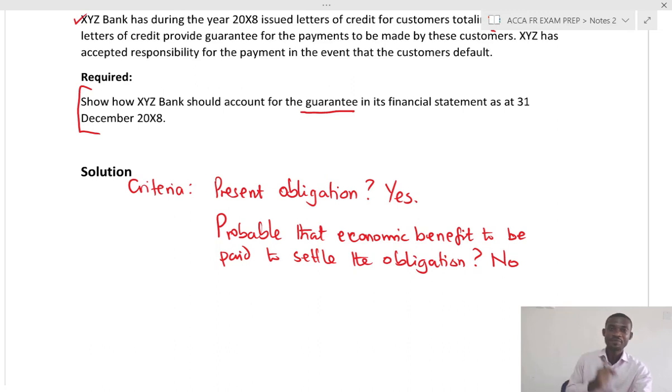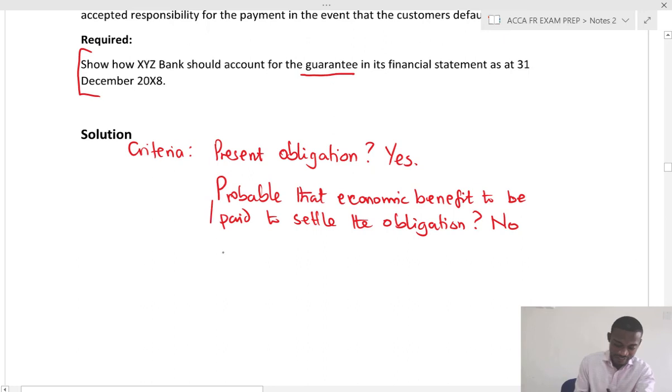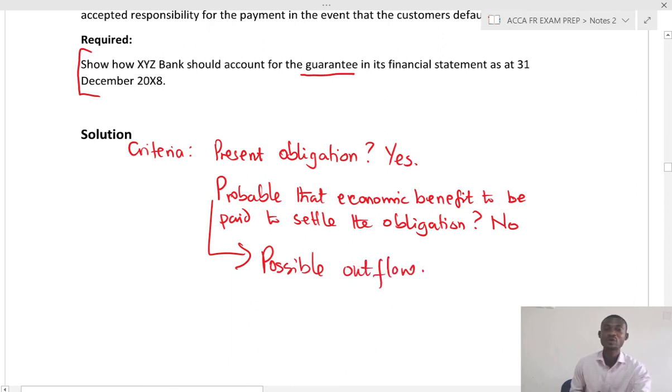So there is a present obligation, all right, but it's not probable. So we say that it is possible that there will be an outflow. There will be a possible outflow. There is a present obligation, all right, but there is only a possible outflow. That is conditional on the fact that it is when the customers default. That is where XYZ responsibility comes in.